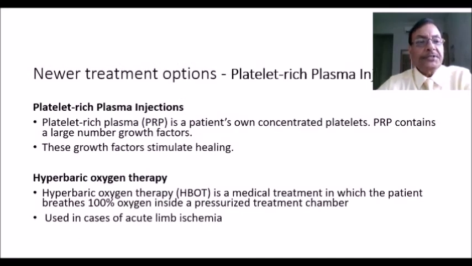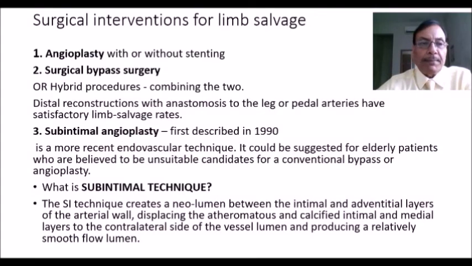The platelet-rich plasma injections are also a form of the treatment that can be utilized because they also have got healing factors there. And in case of acute limb ischemia, hyperbaric oxygen therapy may be employed.